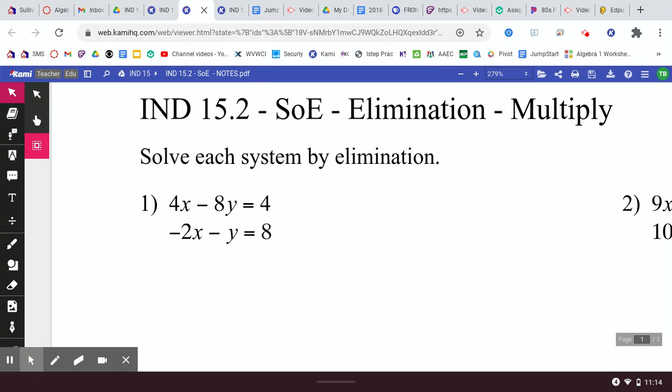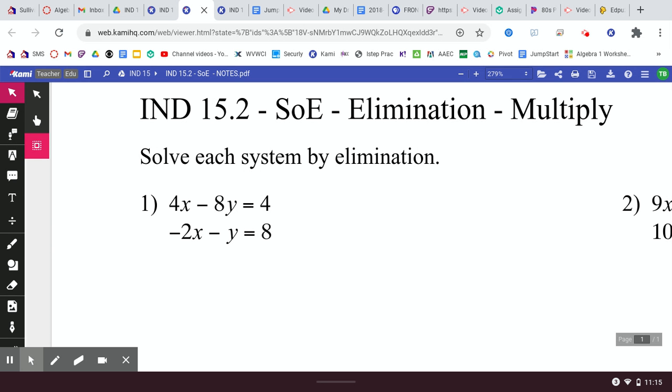All right, indicator 15.2. We're still in system of equations. We're still dealing with elimination. Only today we have to do a little bit more forceful manipulation in order to get one of our variables to eliminate or cancel out or zero out. I kind of use those three terms interchangeably. Eliminate, cancel, zero out. It all means the same thing. It basically means to go away. Go away to zero.